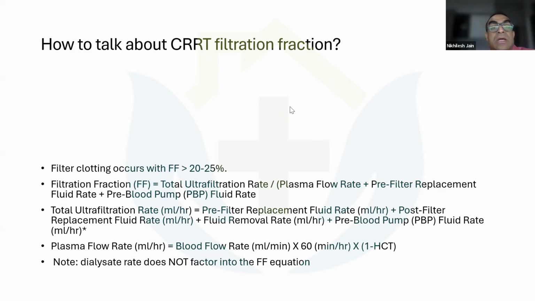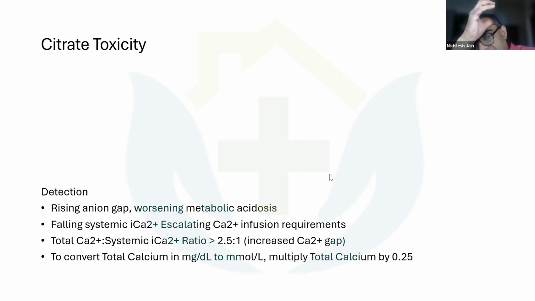Just a little bit of word about citrate toxicity. How do you detect it? Basically, the questions can come in terms of a rising anion gap with a worsening metabolic acidosis, falling ionized calcium levels, and a ratio of total calcium to systemic ionized calcium of more than 2.5 to 1, classically called an increased calcium gap. Sometimes the question may come in terms of conversion. If you want to convert your total calcium in mg/dL to mmol/L, you can multiply your total calcium values by 0.25 and you will get it in mmol/L, right?